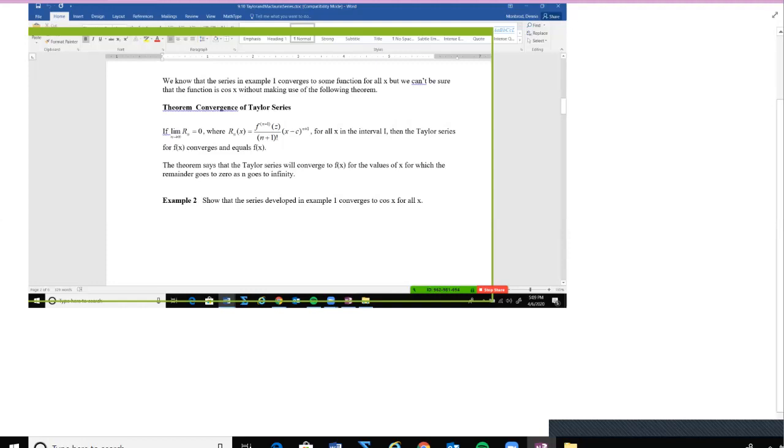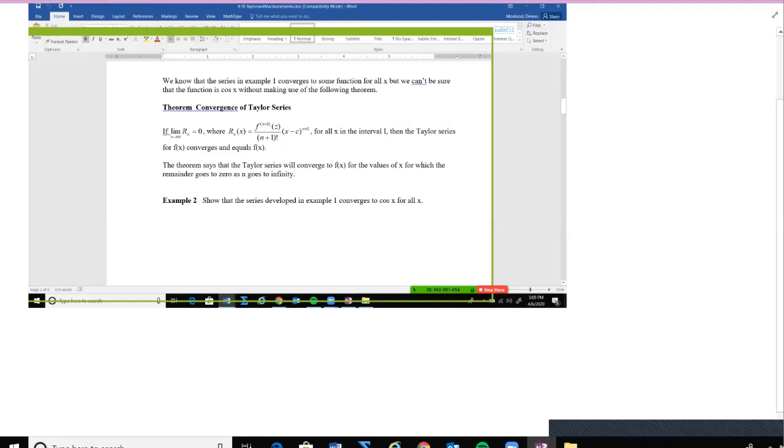But we don't know that series converges to the cosine, because the theorem doesn't tell us that. This is a theorem that fills in that gap. If we have a Taylor series which has this remainder, remember this remainder term from that theorem a couple sections back, if that remainder term heads to 0, then our series will converge to the function f.